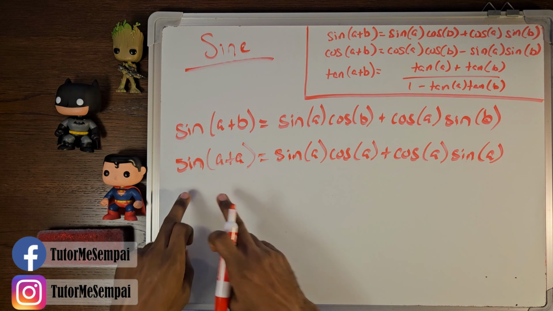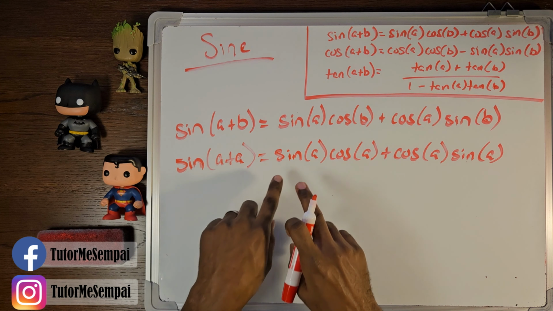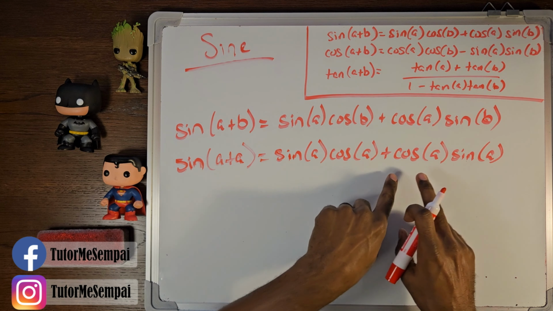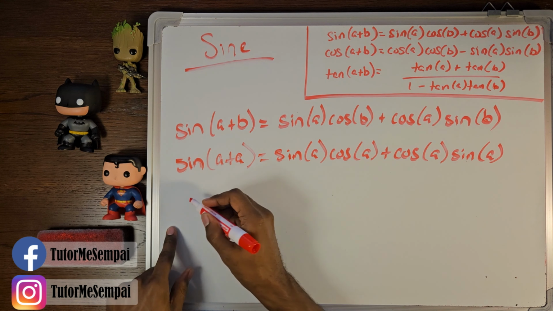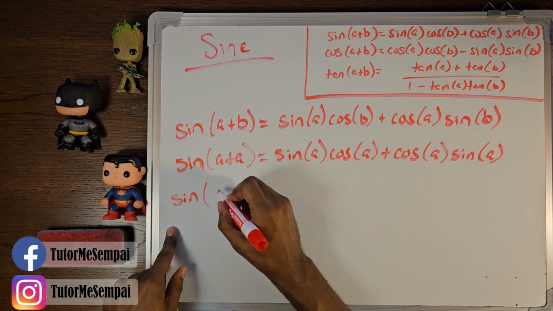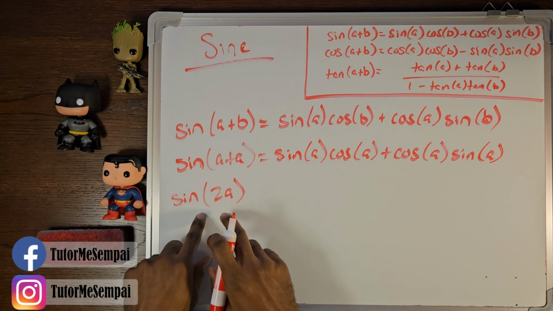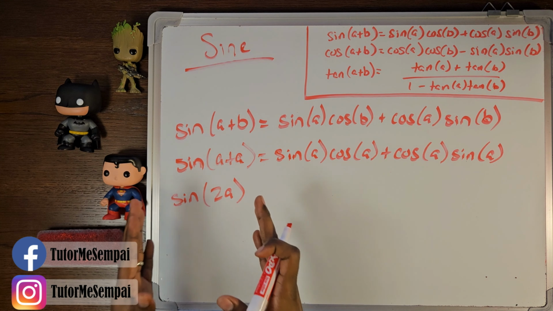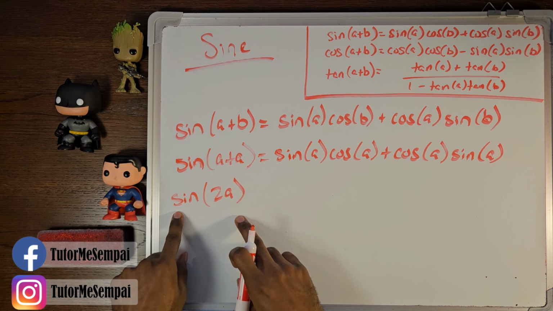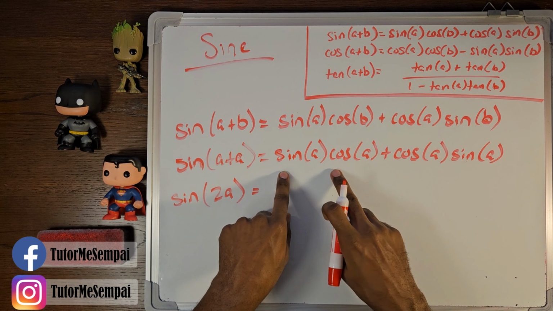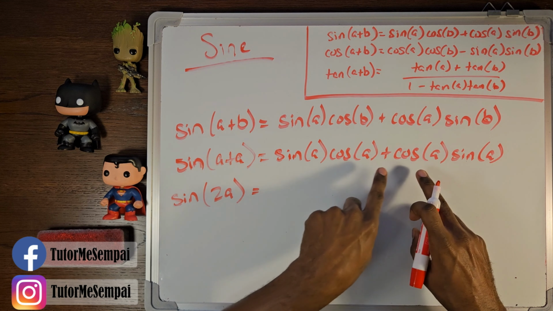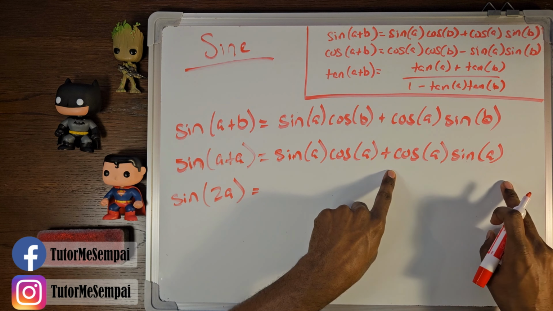So now we have sine of A plus A equals sine of A times cosine of A plus cosine of A times sine of A. Now if we were to simplify this, we would get sine of 2A. And this is the start of our double angle. You have sine of 2A. Now we just got to simplify this part. Now we have sine of A times cosine of A plus cosine of A times sine of A.